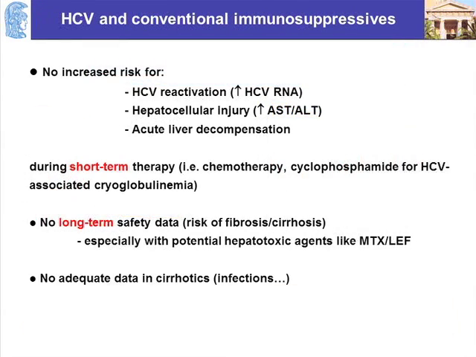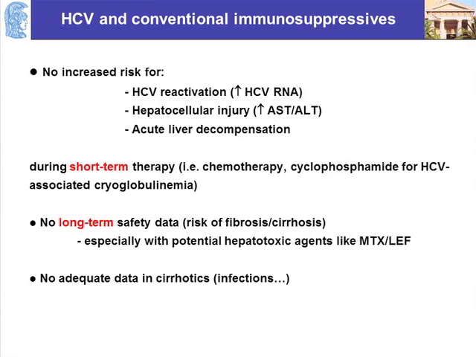How about other immunosuppressors that we are using in our patient population? Mainly the data, and we're going to discuss that in the second talk, come from patients with cryoglobulinemia that got cyclophosphamide or high-dose steroids. For a period usually less than a year, it seemed that there was no increased risk for reactivation, and more importantly, for hepatitis or decompensation of the liver disease. So short-term therapy appears to be safe. Again, we don't have long-term data for these patients, but if we take the experience we had with cryos, it doesn't seem to be a big problem there.